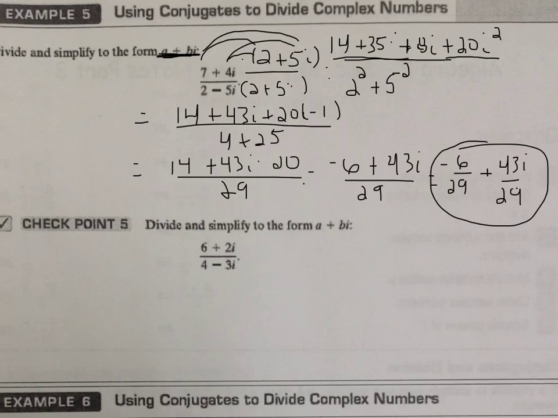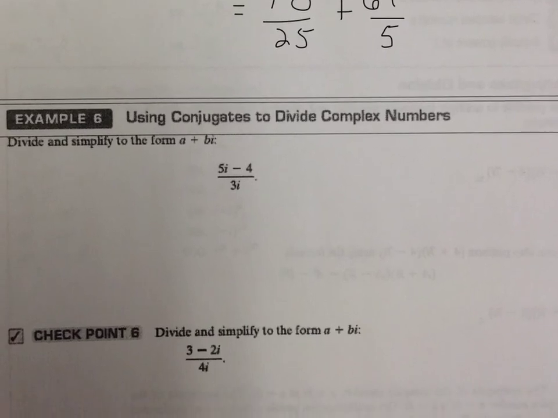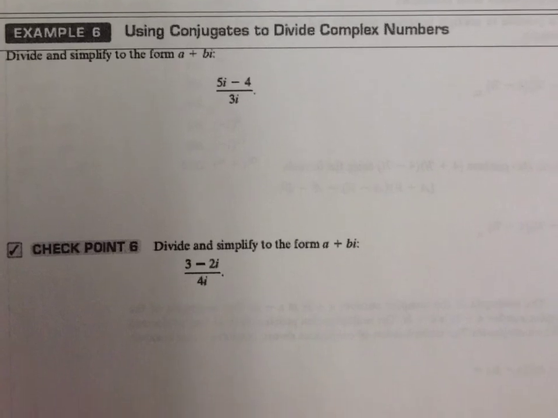Okay, the answer for checkpoint 5 is 18 over 25 plus 6i over 5. Okay, let's look at example 6. Still using conjugates to divide complex numbers. And in this case, we only have a 3i on bottom. So you don't have to use a conjugate in this case.